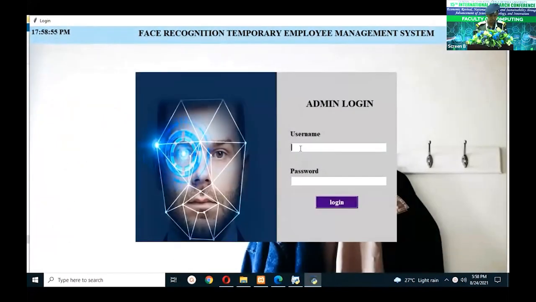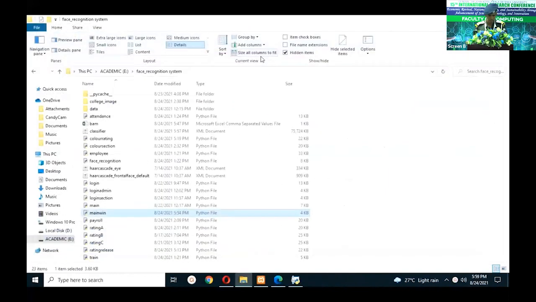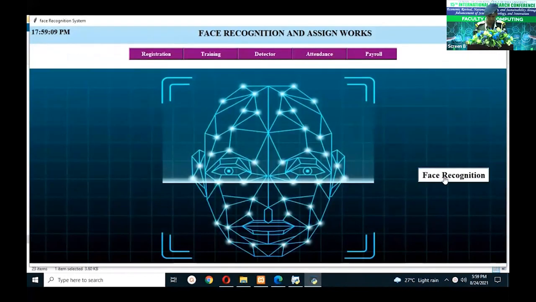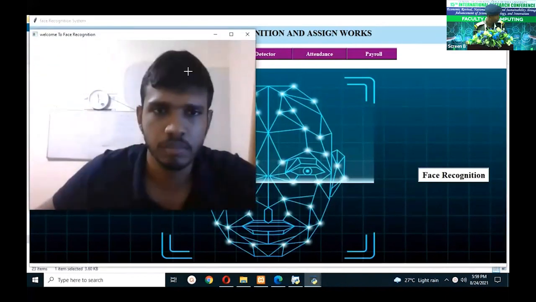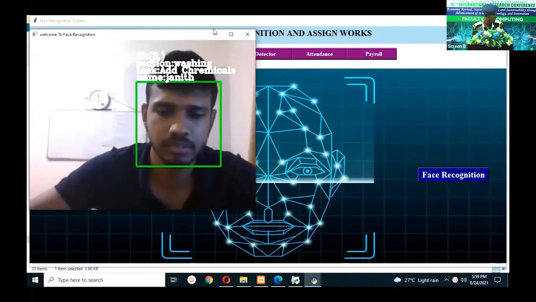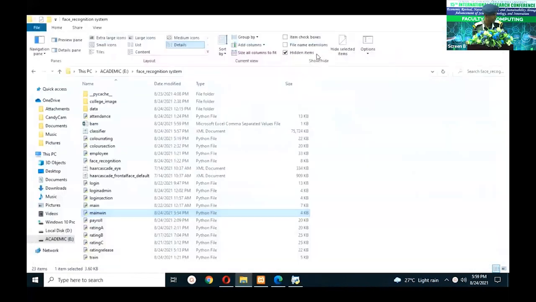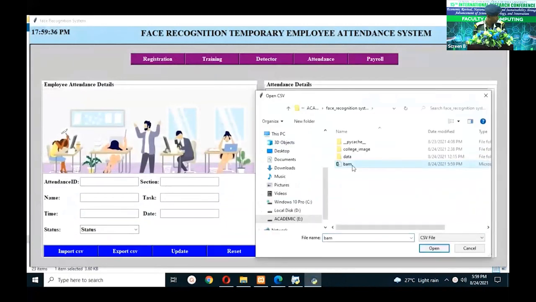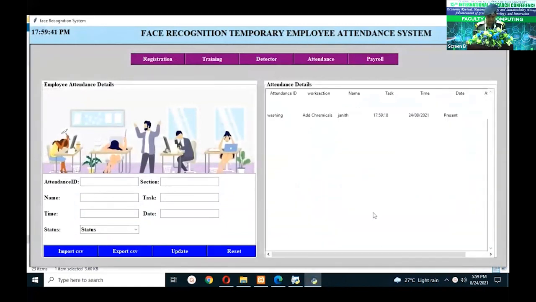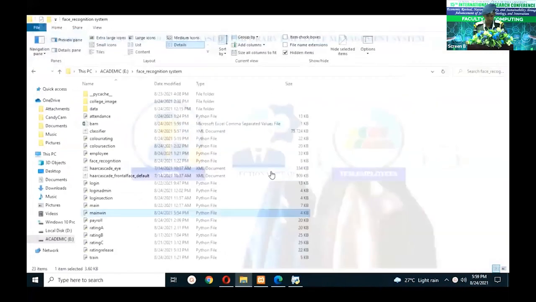Next, they come to the company, and in front of the camera face detection happens. After the face detection, their task, their section, and their ID numbers are detected. Their attendance will be automated, and according to the attendance, the payroll management system is also automated.